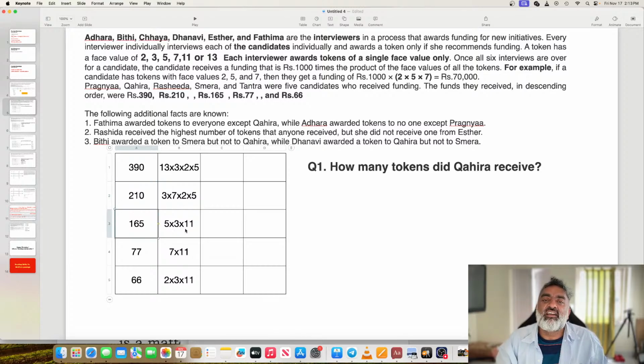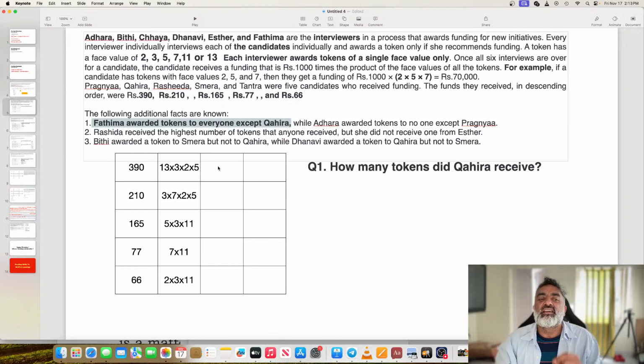165, I divided by 5, and then I got 33, and 33 became 3 into 11. 77 was very easy, 66 was very easy, right? So I know this 390,000 person got these four tokens from four out of these six interviewers, right? Just reminding you of the story. The following additional facts are known. Fatima awarded tokens to everyone except Kahira.